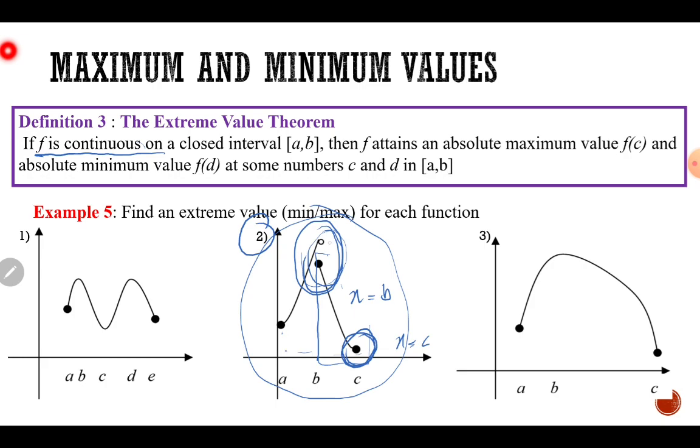Baik, function ni is not continuous. Okay, this function does not have absolute maximum sebab this function is not continuous at x equals to b. Tapi absolute minimum kita boleh katalah at x equals to c. Okay, absolute minimum at x equals to c, maknanya value dia f(c).